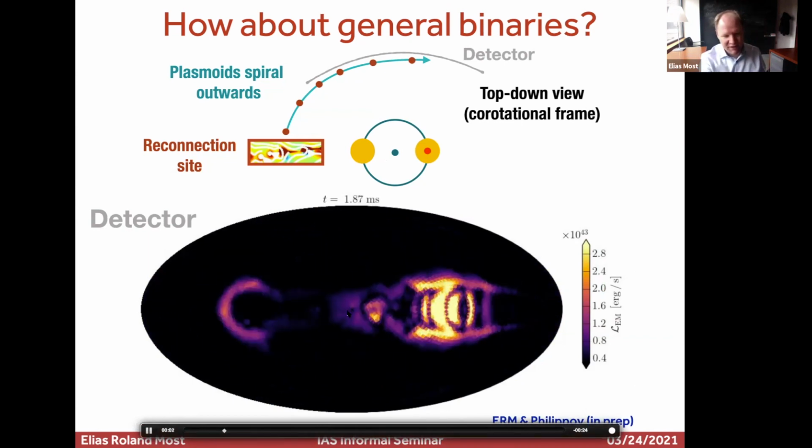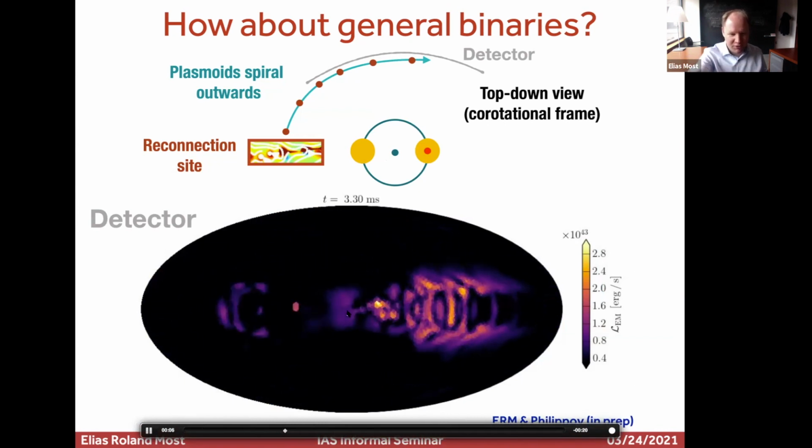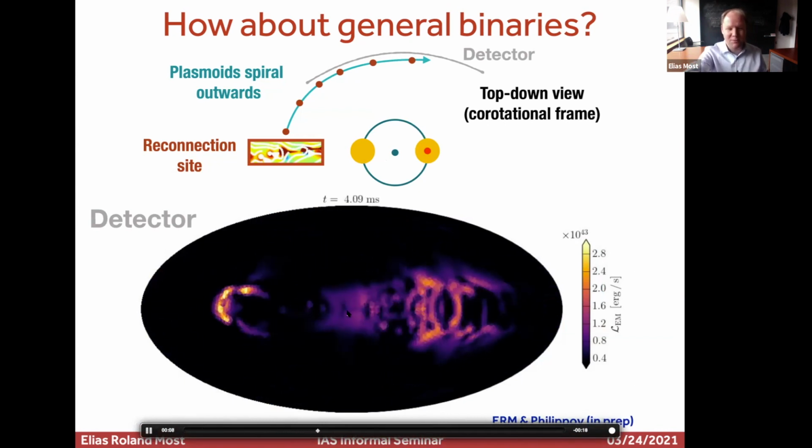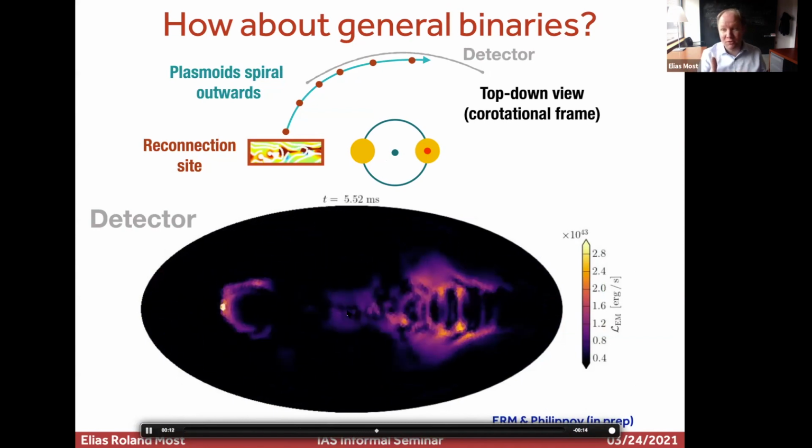Actually, let me play that again, if you didn't get a chance to look at this. So you basically get the flaring event, then you see there's a trailing sheet of plasmoids, and then this is periodic, you get the next flare, you get the next trailing sheet of plasmoids, so you really get a constant plasmoid emission from the system in the most general case.